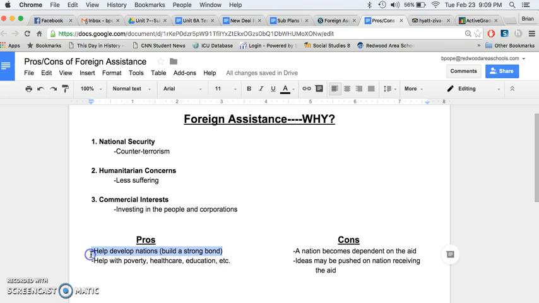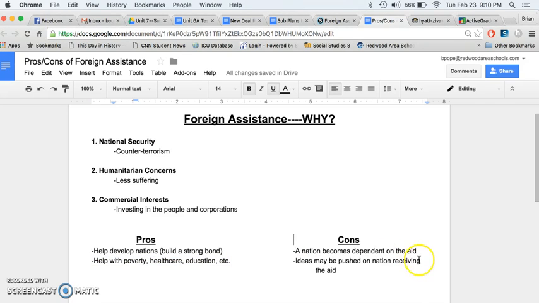If we're giving a nation $500 million a year, that kind of makes them almost loyal to us in the long run. Now they could always say, "To heck with that, we don't care, United States," but there's more of a chance. Helps with poverty, healthcare, education, kind of back to the humanitarian, just kind of being a good nation, kind of like we all strive to be good people, kind of promote those things as a nation.